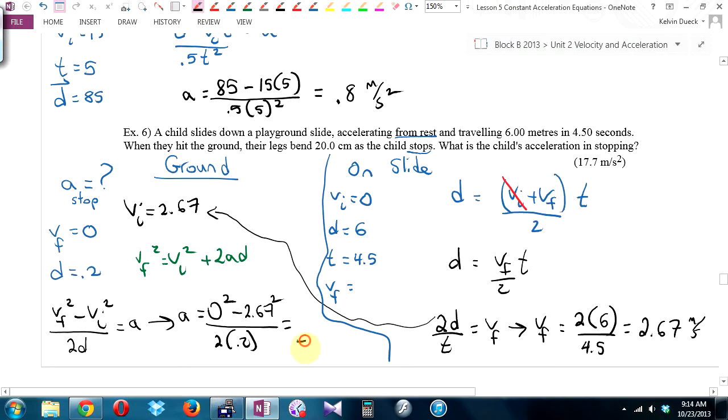17.8. Negative 17.8 units. Meters per second squared. If you don't put units on, I'll take a half mark off. Because it's also, Jacob, a way to reinforce it. It's worth memorizing the units, and the easiest way to memorize the units is just to write them.